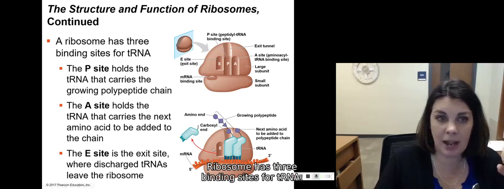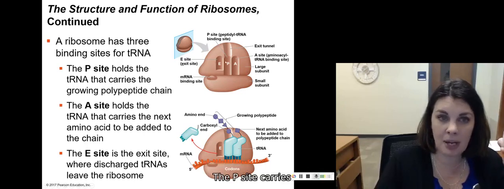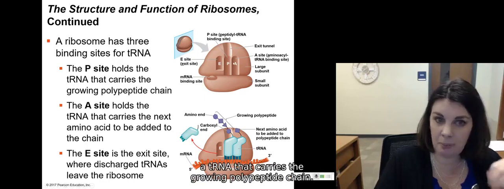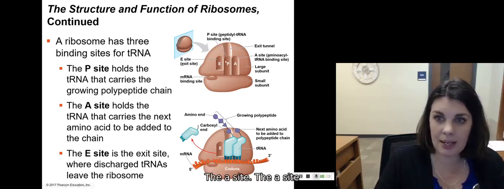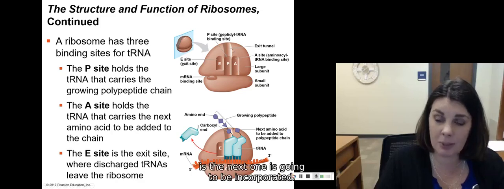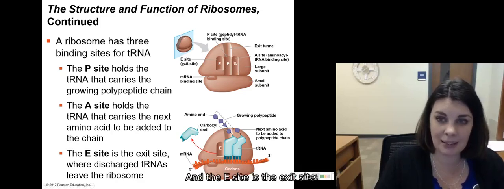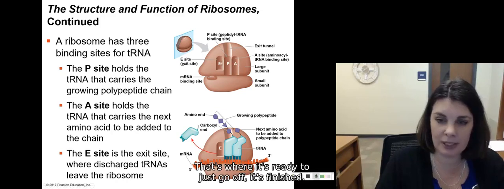A ribosome has 3 binding sites for tRNA. The P site carries a tRNA that carries the growing polypeptide chain. The A site is the next one that's going to be incorporated, and the E site is the exit site. That's where it's ready to just go off.